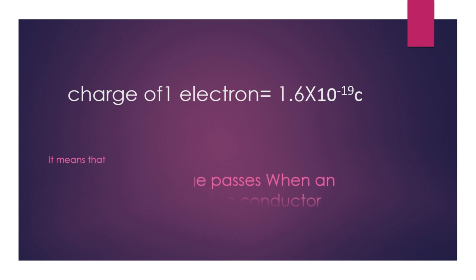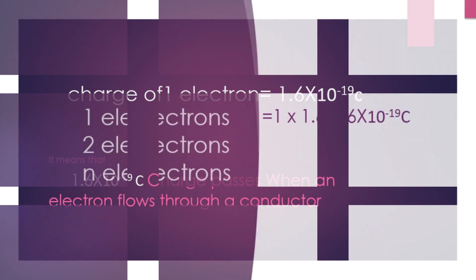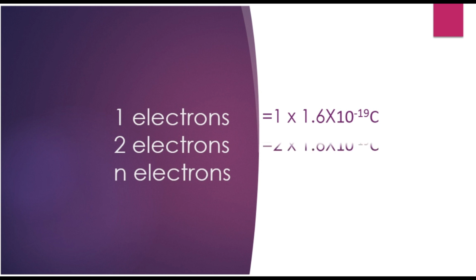So, we know that the charge of 1 electron is 1.6 into 10 raised to minus 19 coulomb. So, 1.6 into 10 raised to minus 19 coulomb charge passes when 1 electron passes through a conductor. If it is 2 electrons, it is 2 into 1.6 into 10 raised to minus 19 coulomb. If n electrons pass, the charge flow is equal to n into 1.6 into 10 raised to minus 19 coulomb.